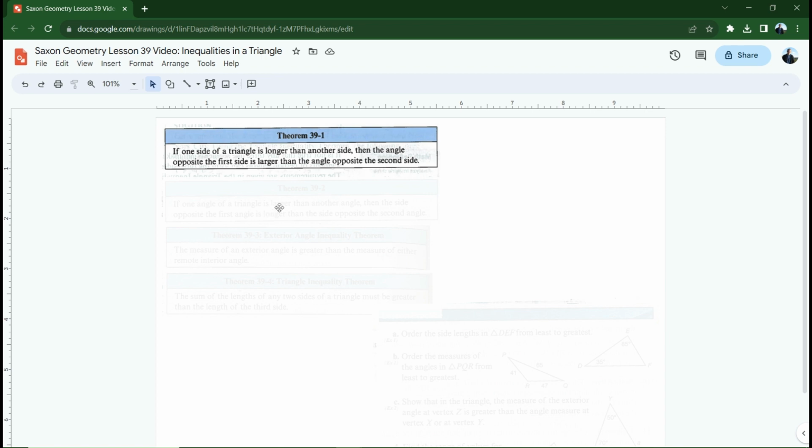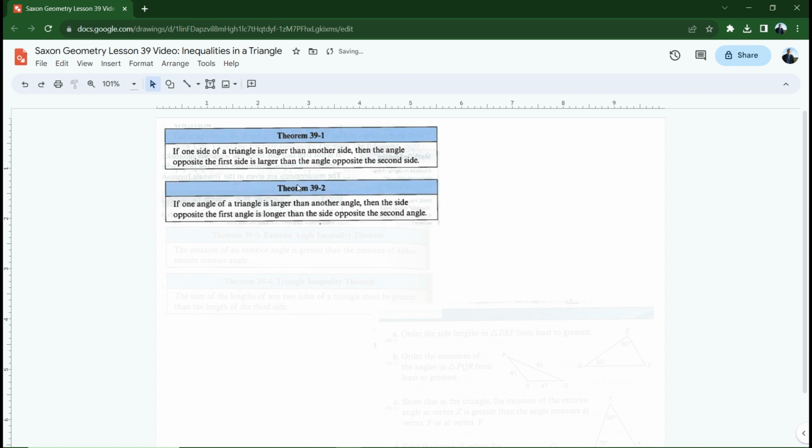Pretty simple and straightforward. Theorem 39.2 states that if one angle of a triangle is larger than another angle, then the side opposite the first angle is longer than the side opposite the second angle. So this is stating the same thing, except we're doing it from the perspective of the angle instead of the perspective of the side. Okay? You can kind of think of these two as converses of one another.